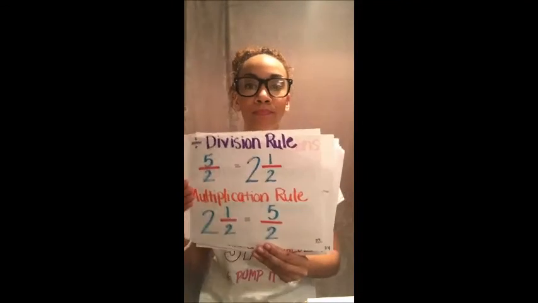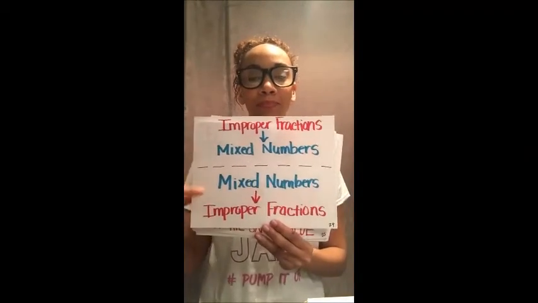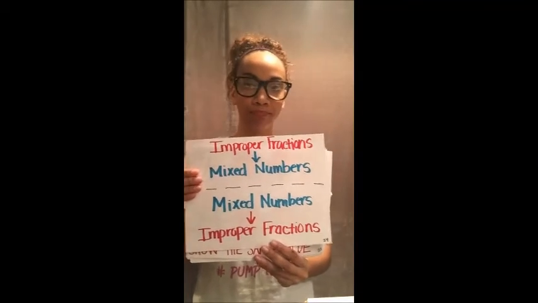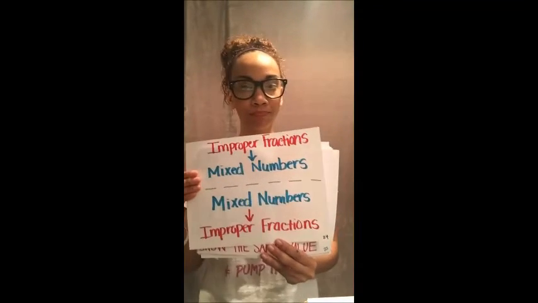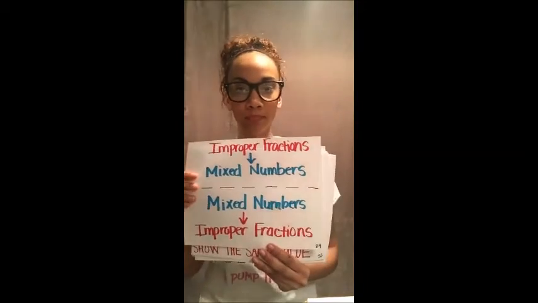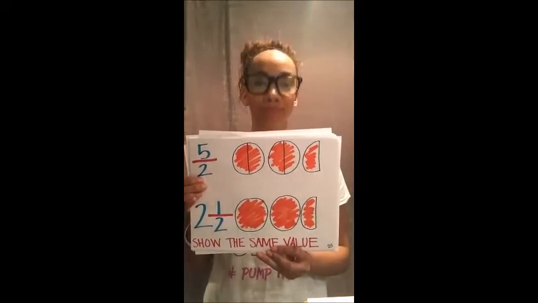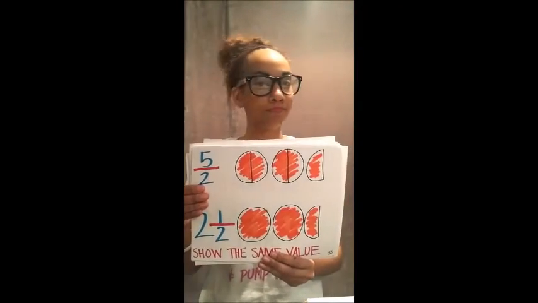So as you learned, we can rename improper fractions as mixed numbers, and vice versa, we can rename mixed numbers as improper fractions. We say rename because it's just a different way to say the same amount. As you can see, 2 and 1 half and 5 halves share the same value. Nothing changed, just the way we expressed it.